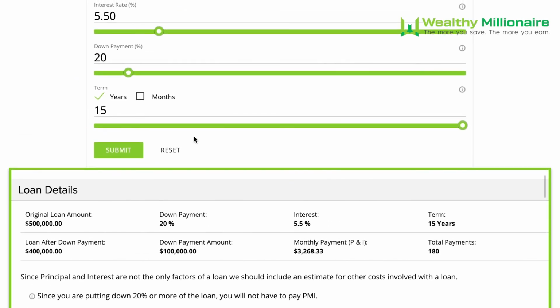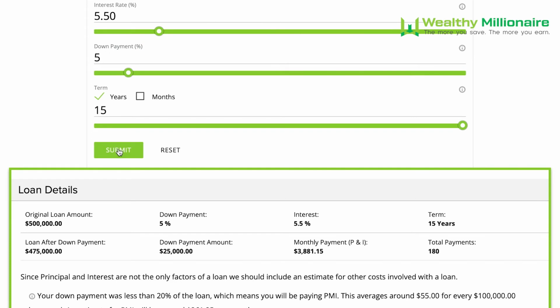Let's try that with only 5% down. So with 5% down, we're putting down $25,000. It's brought our loan down to $475,000, 180 payments, 15-year term, and our monthly payment is $3,881.